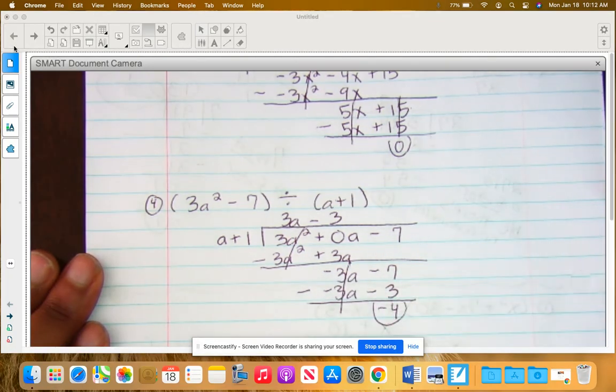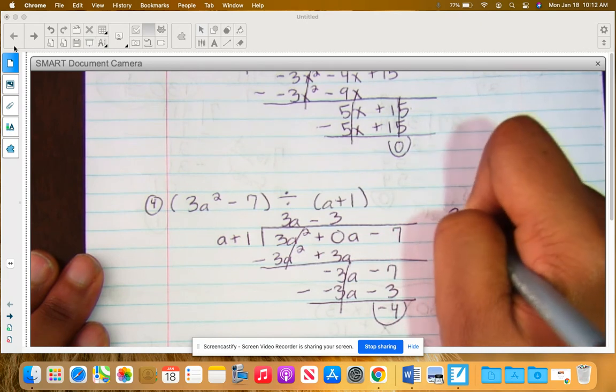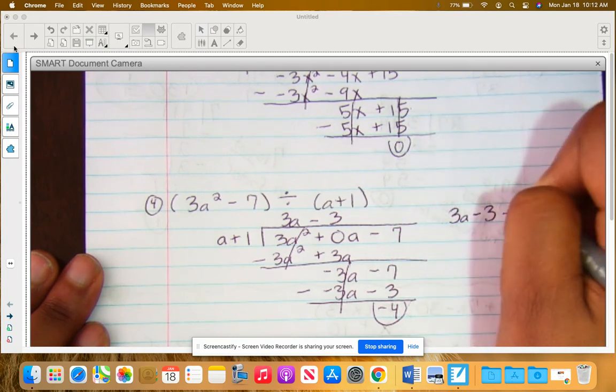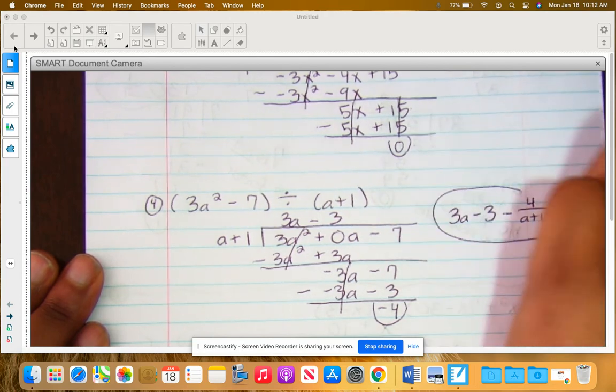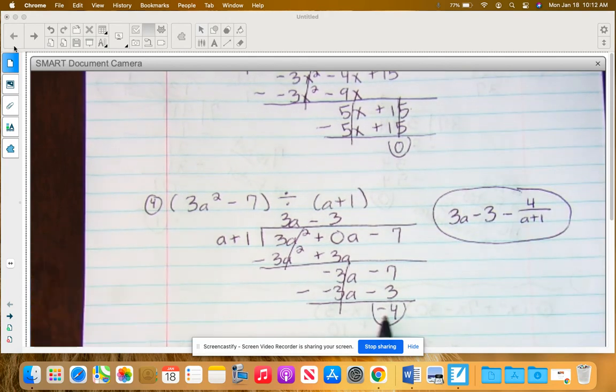So this is not a factor, and my answer is 3a minus 3, and write your remainder over your divisor. So my remainder was negative 4. That's where I got the subtraction sign from. If it was a positive 4, I'd put plus 4, and then write your remainder over the divisor.